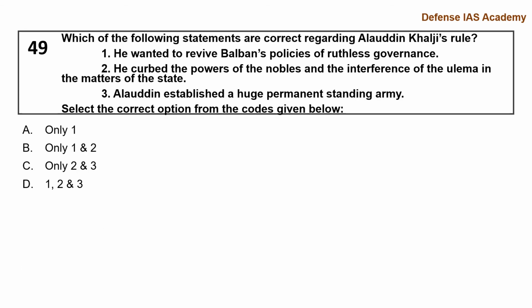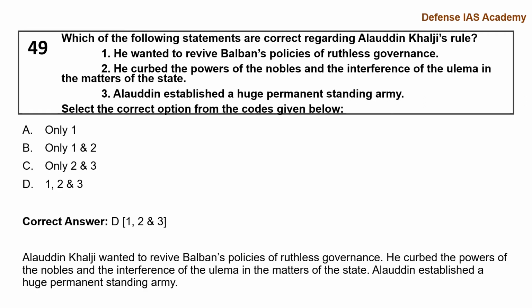Question 49. Which of the following statements are correct regarding Alauddin Khalji's rule? 1. He wanted to revive Balban's policies of ruthless governance. 2. He curbed the powers of nobles and the interference of the ulema in the matters of the state. 3. Alauddin established a huge permanent standing army. Select the correct option from the codes given below. The correct answer is option D, 1, 2 and 3.